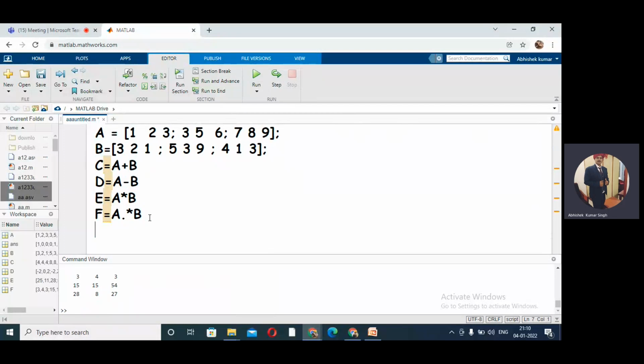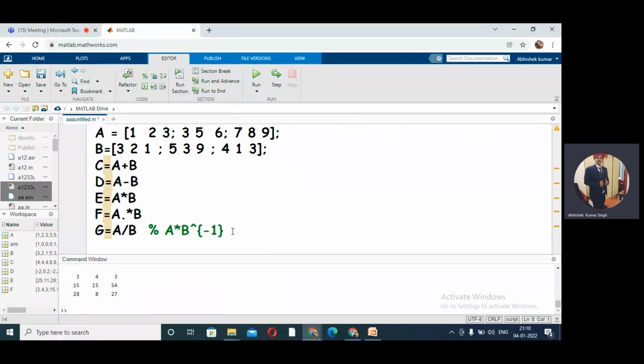Fine. Okay, now we have division. There are two types of division. One is the left division and the second is the right division. Okay, so I'll have G equal to A left division B. So this is the meaning: we have A into B inverse. Okay, so left means A left division B means A into B inverse. This is the meaning we have. Okay, you can check that.